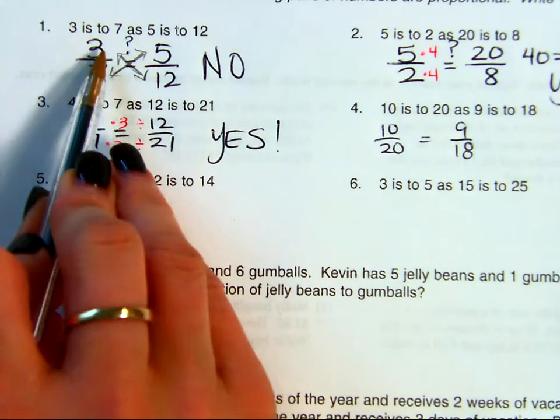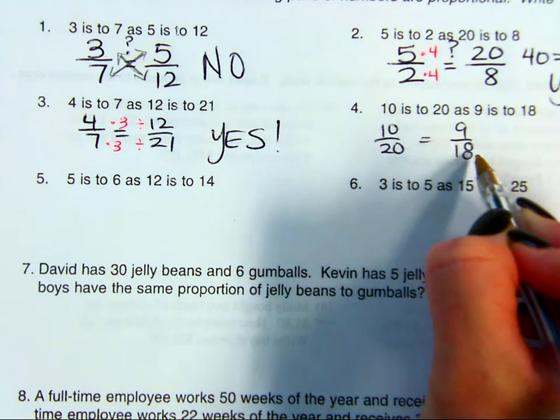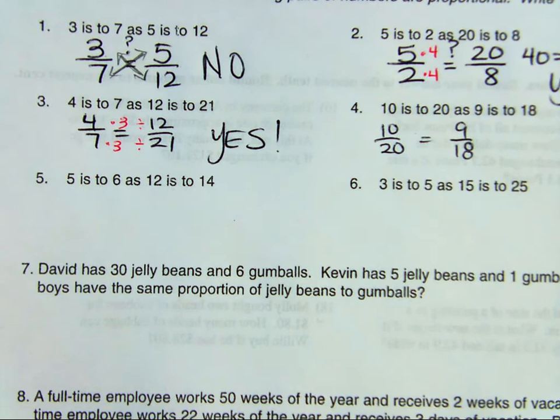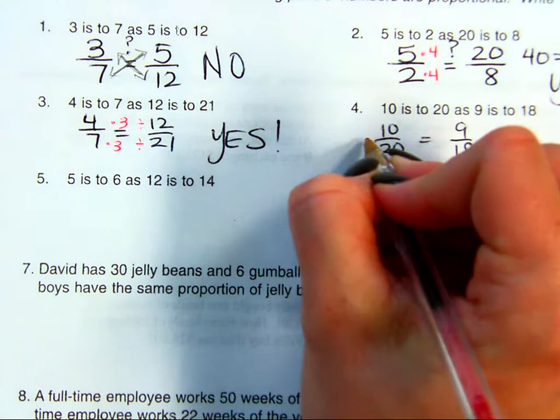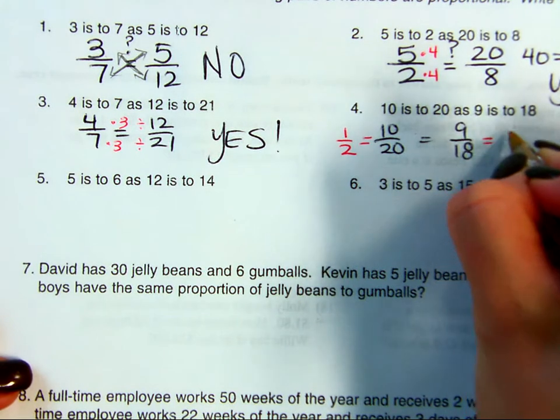Yeah, not because this didn't equal. So if you did 10 times 18, you get 180. And if you do 20 times 9. Or, as I was just saying, everybody listen up. Could you reduce 10/20ths down to a half? And what does 9/18ths reduce down to?